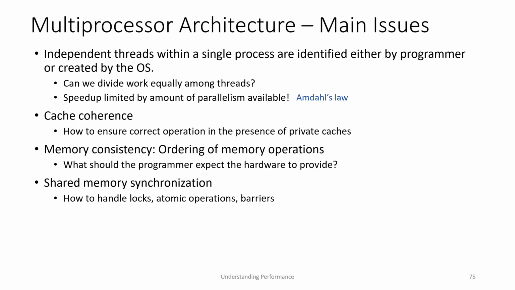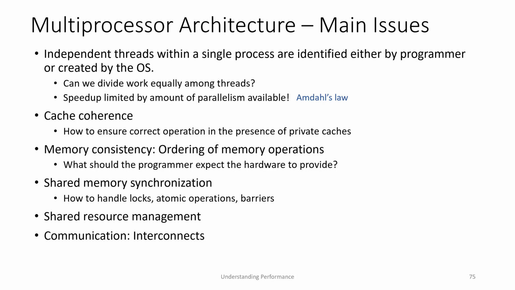Then we have the shared memory synchronization issue, like what I think Dr. Praveen and Brahmaya have earlier discussed also. Locks, barriers, we deploy them, right? And then shared resource management: because now the cache is being shared and the interconnection is being shared, how do we manage them better?